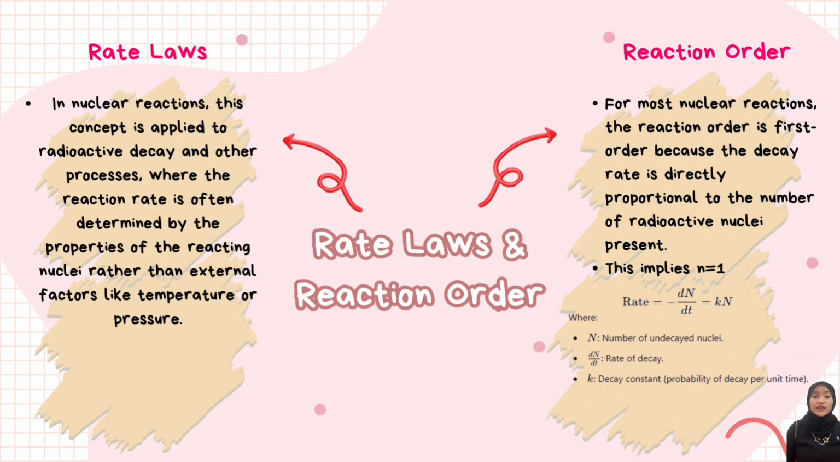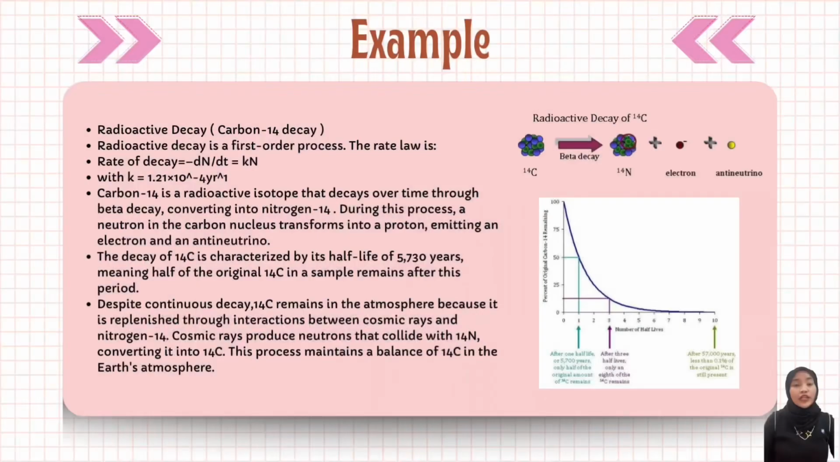In nuclear reactions, this concept is applied to radioactive decay and other processes, where the reaction rate is often determined by the properties of the reacting nuclei rather than external factors like temperature or pressure. For most nuclear reactions, the reaction order is first order because the decay rate is directly proportional to the number of radioactive nuclei present. This implies n equal to 1, and the equation is rate equal to kN. For example, carbon-14 decay, radioactive decay is a first-order process.